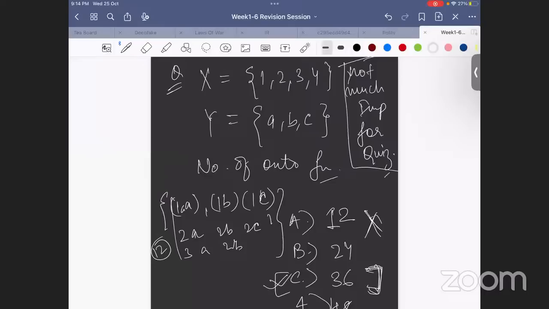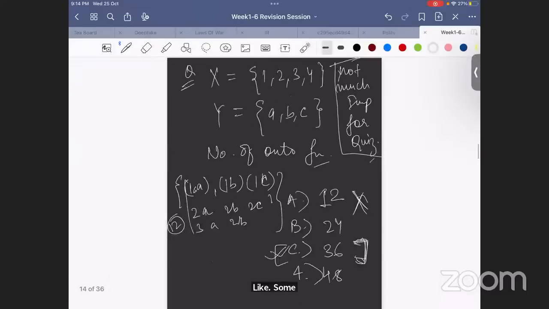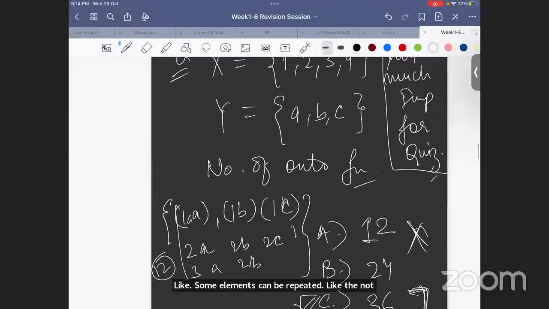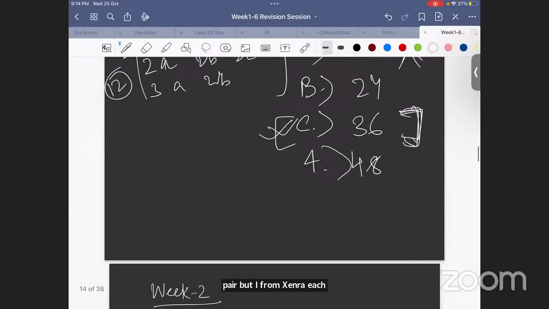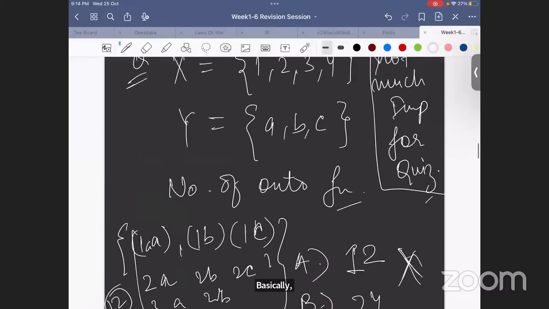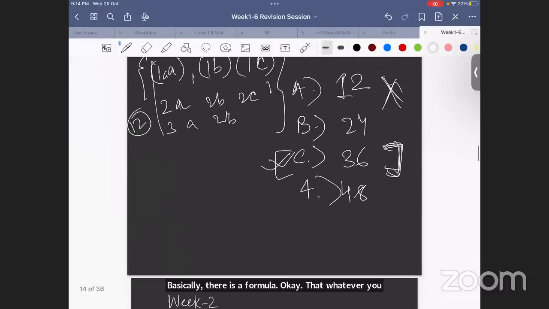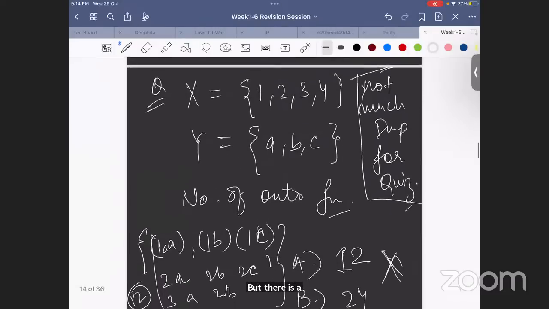Sir, some elements can be repeated, not the pair, but from X and Y each. Basically, there is a formula. Okay, whatever you have said is totally correct, but there is a formula. So directly you can use those formulas to solve this type of problem.